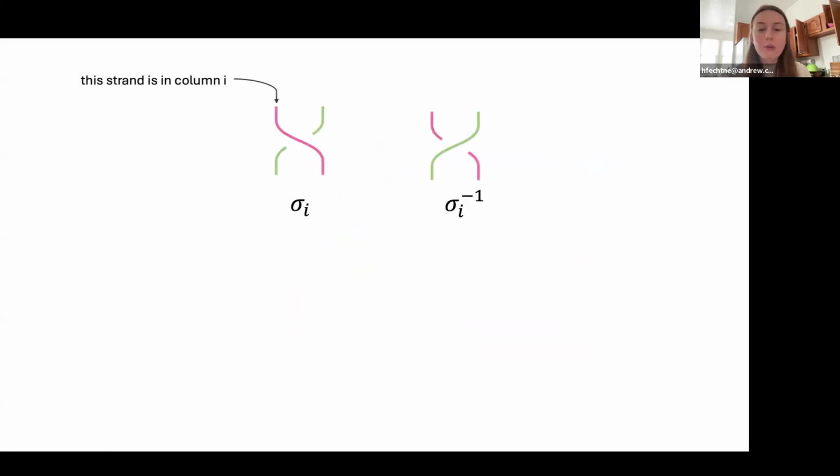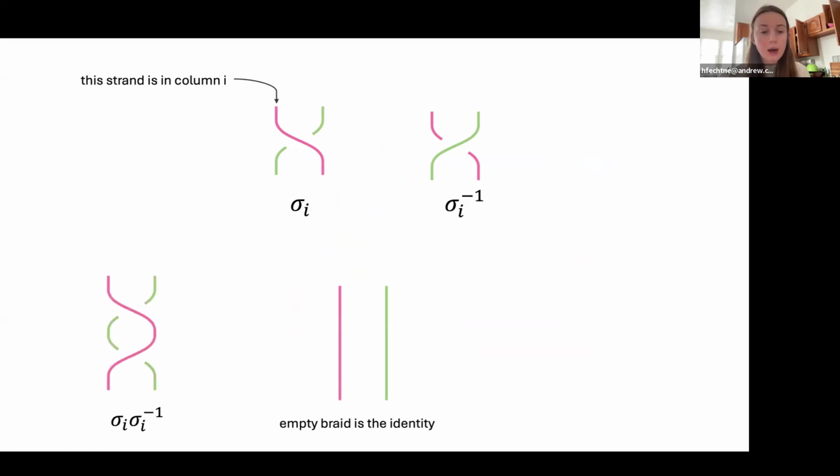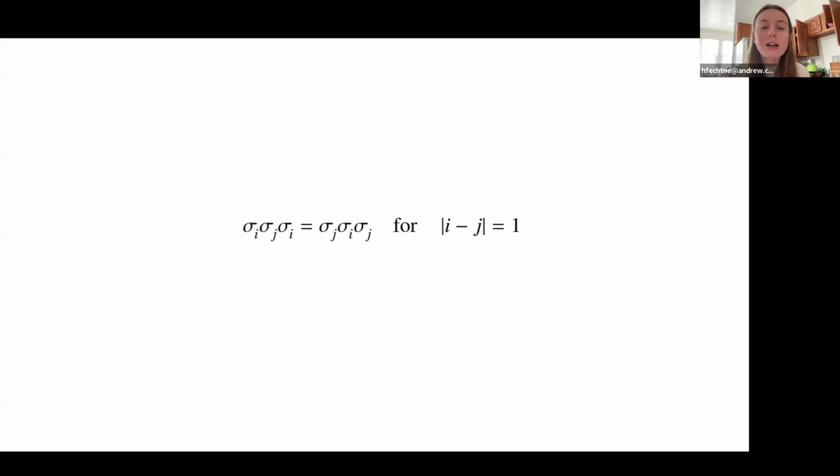I've just rehashed really quickly so you can see these are our generators, our sigmas, our inverses. The identity in the group is simply the empty braid with no twists. And you can see how if you have sigma i inverse, you could pull that pink strand off of the green to get back to the identity. Similarly, the other way. So it's nice how we can visually verify the algebraic identities.